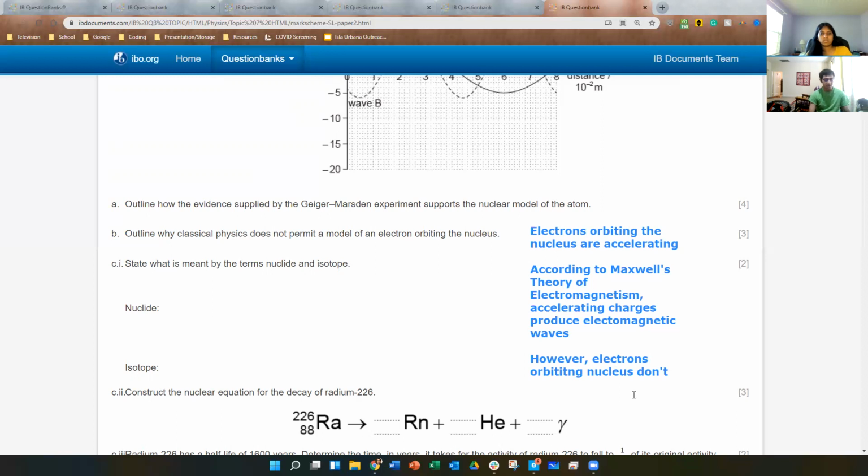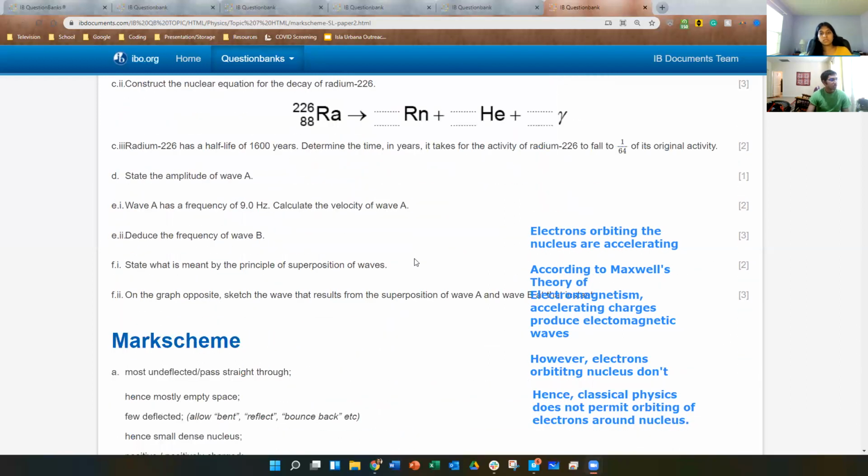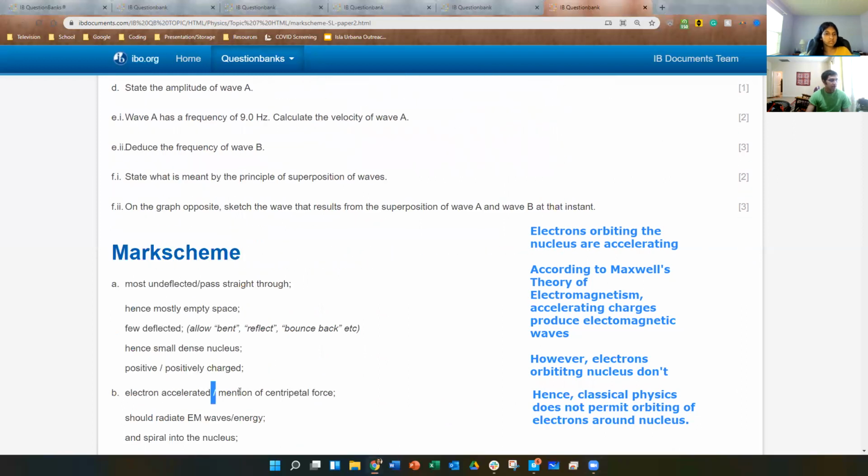Hence, I think you would need the conclusion as well. Hence, classical physics does not permit orbiting of electrons around the nucleus. Let's see. Electron accelerated. Oh, or a mention of centripetal force. Yeah, so acceleration because of the centripetal force. Either way is fine. Oh yeah, and should radiate electromagnetic waves or energy. Oh, okay, because they're losing energy over time, right? Yeah. Okay.